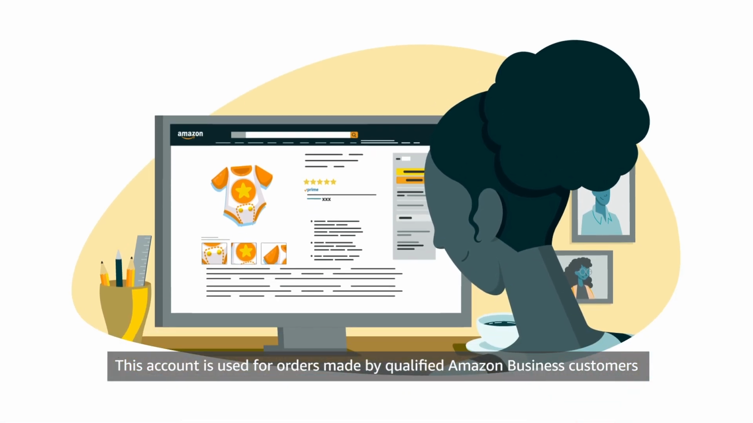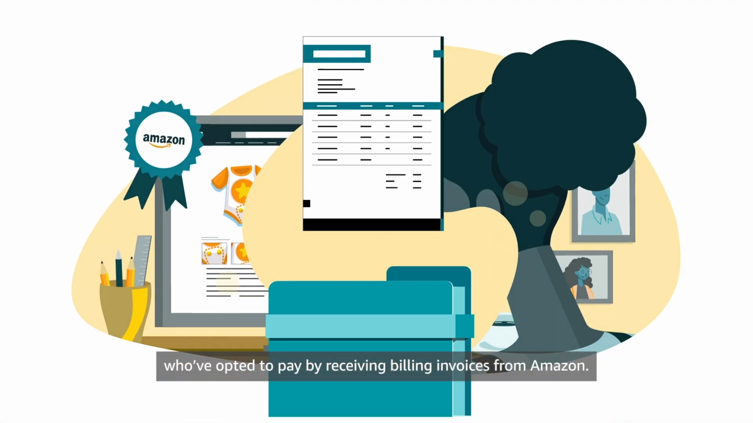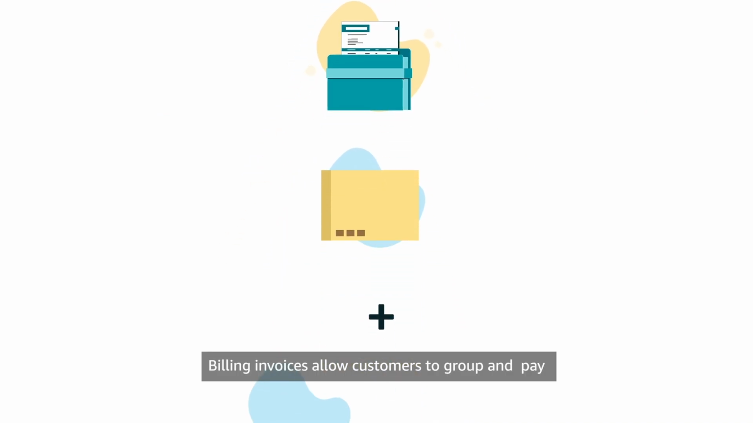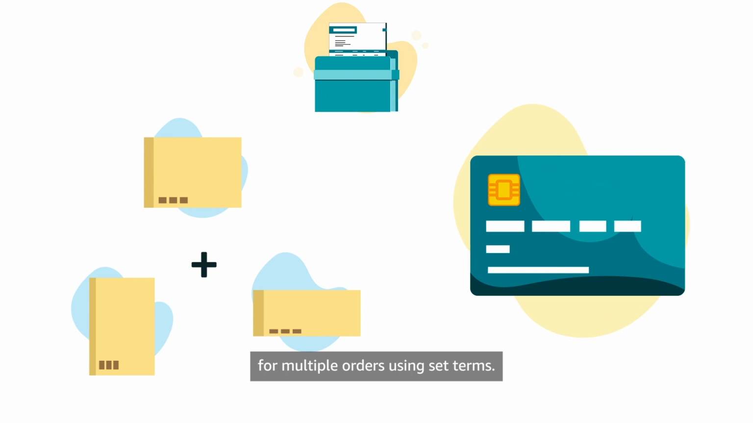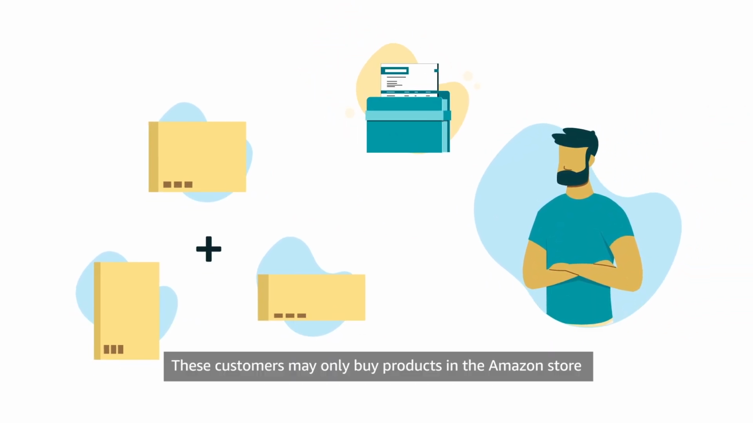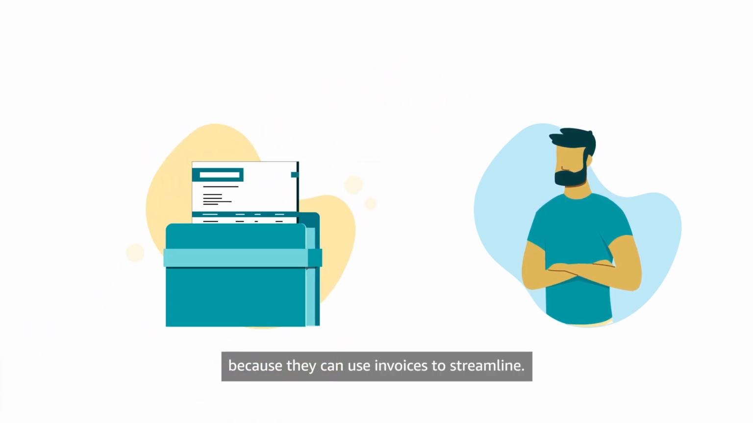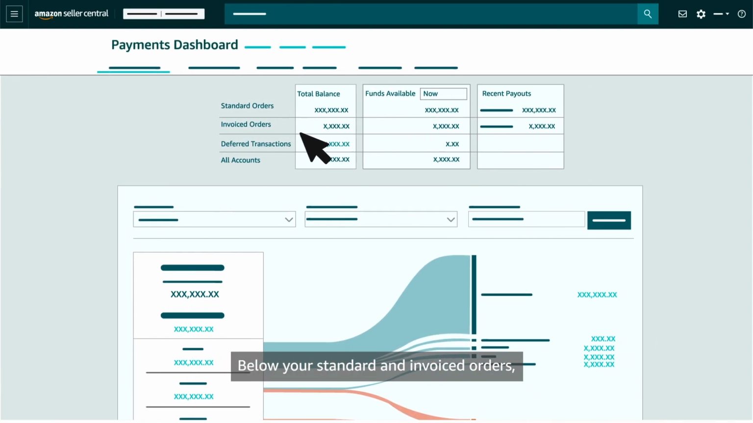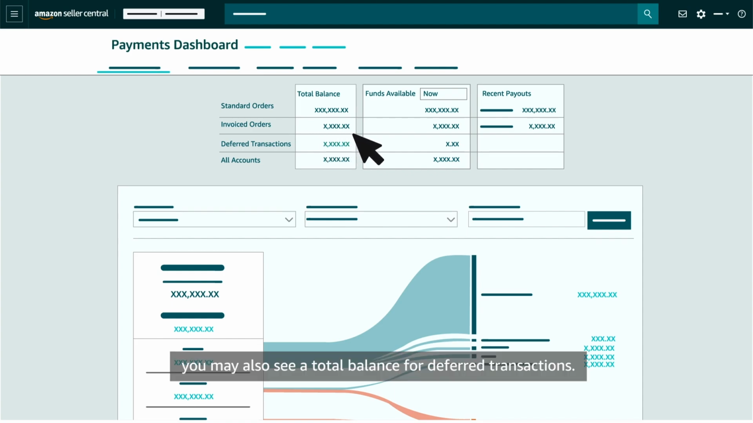This account is used for orders made by qualified Amazon business customers who've opted to pay by receiving billing invoices from Amazon. Billing invoices allow customers to group and pay for multiple orders using set terms. These customers may only buy products in the Amazon store because they can use invoices to streamline. Below your standard and invoiced orders, you may also see a total balance for deferred transactions.